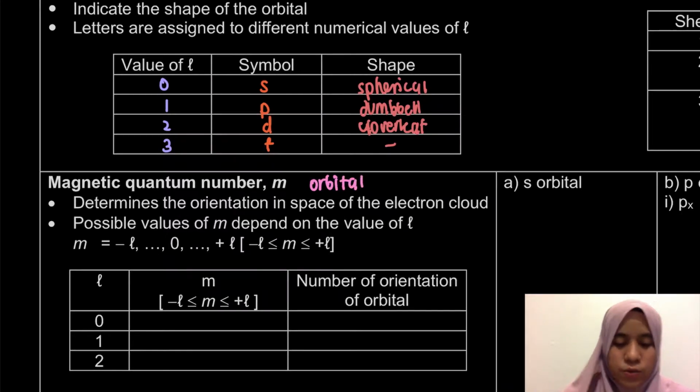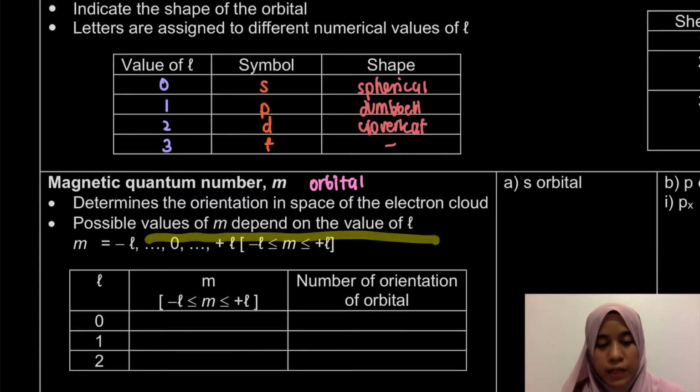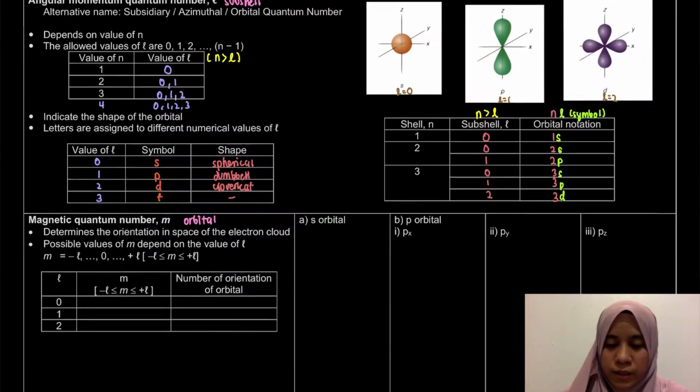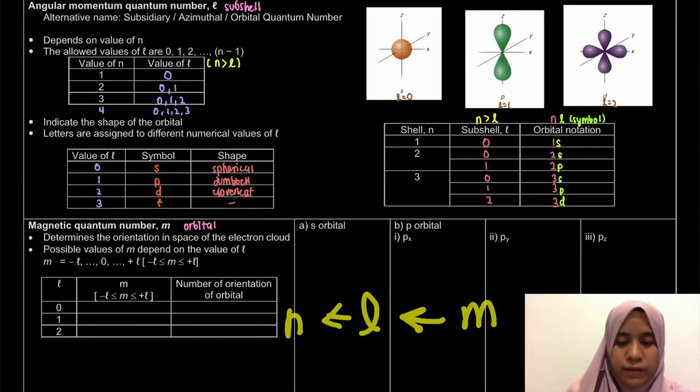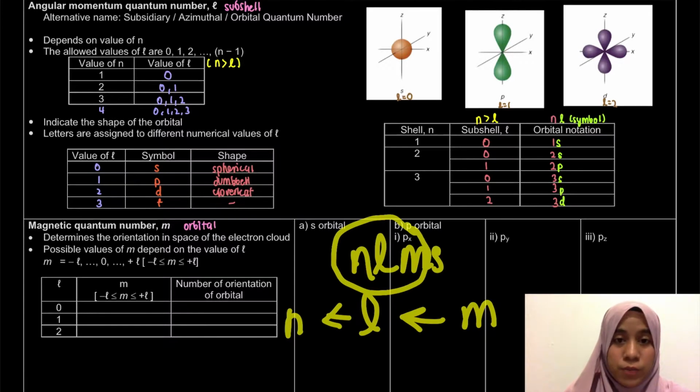The magnetic quantum number M actually determines the orientation in space of the electron cloud, and the possible values of M depend on the value of L. Earlier we learned that L depends on N, and M depends on L. So it's like nasi lemak cooked with sambal. L and M are very related to each other.